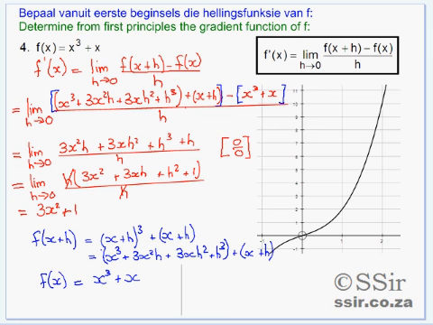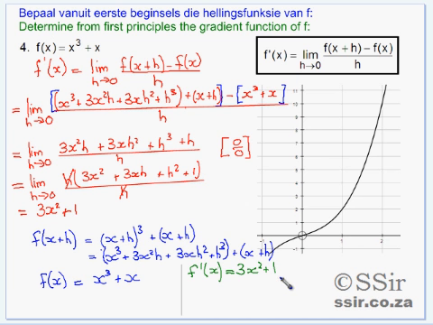Let's look again at what we've just calculated. We've calculated that the gradient of function f at any point x is equal to 3x squared plus 1. So what's the meaning of this line? This means that we can substitute any value for x, and we will be able to get the gradient of that graph f at that point.